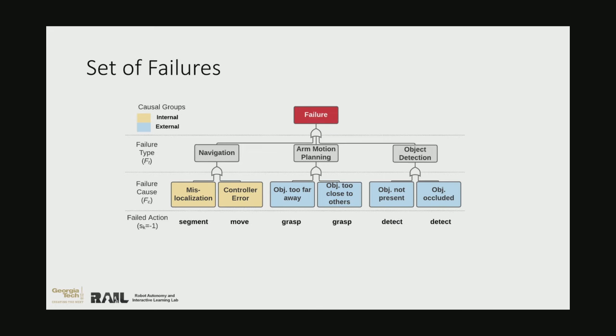For our work, we evaluated three types of failures in the home environment: navigation, arm motion planning, and object detection failures. And for each of these failure types, we considered two different failure causes. We further separated our failures based on their causal groups, where the navigation failures were categorized as internal failures and the rest were categorized as external failures. We define internal failures as failures caused by software or hardware failures, and external errors as failures caused by some condition in the environment.